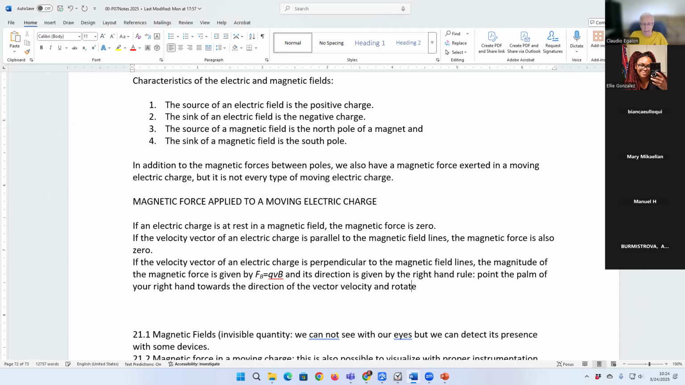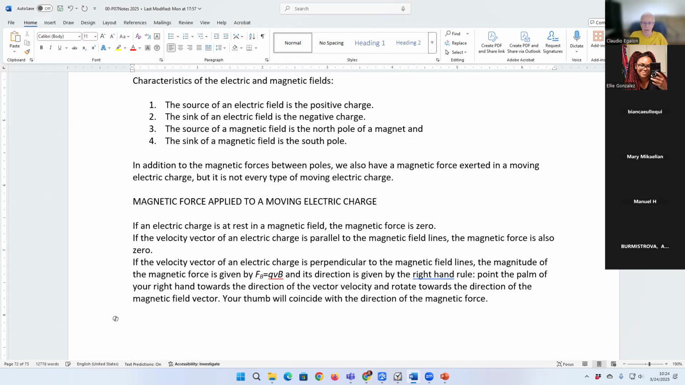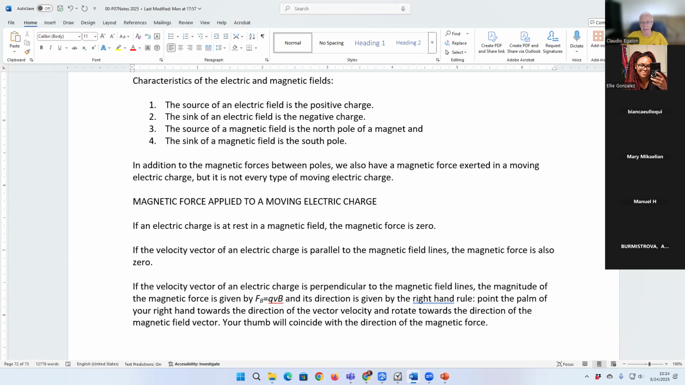And rotate it towards the direction of the magnetic field vector. Your thumb will coincide with the direction of the magnetic force. Okay, that's one way of using the right hand rule. That's the way I like the most.